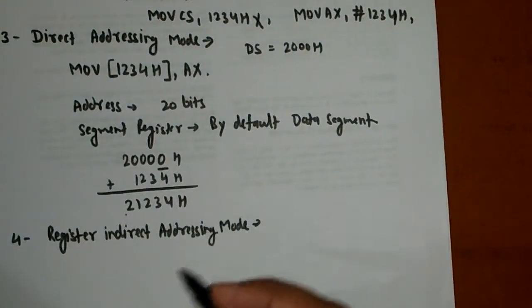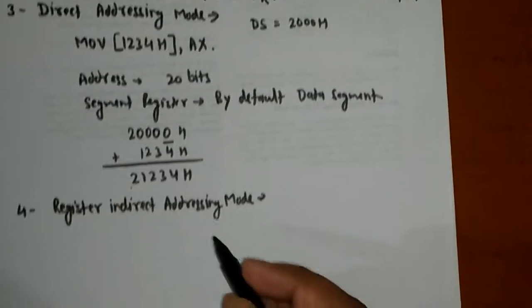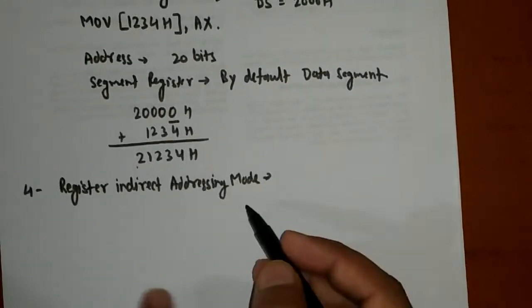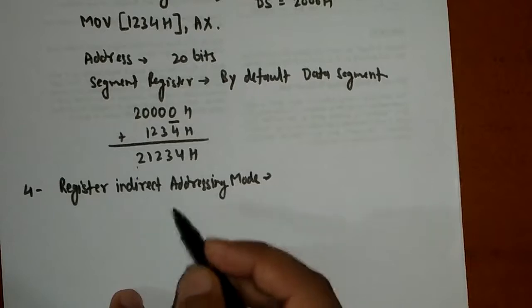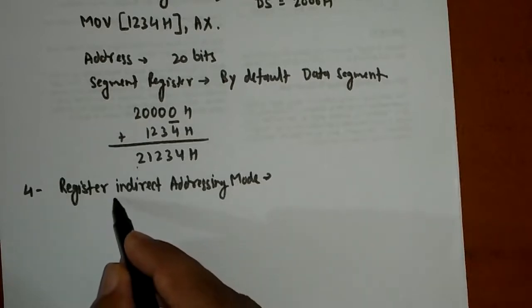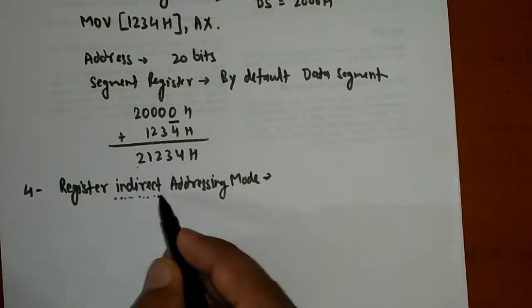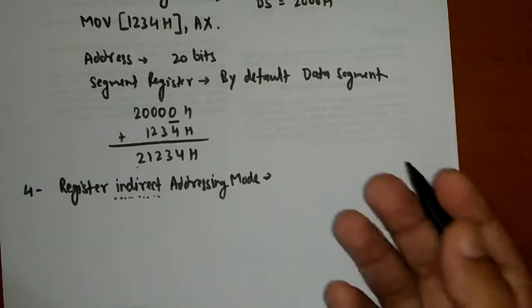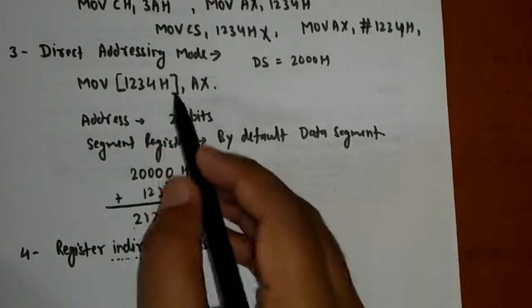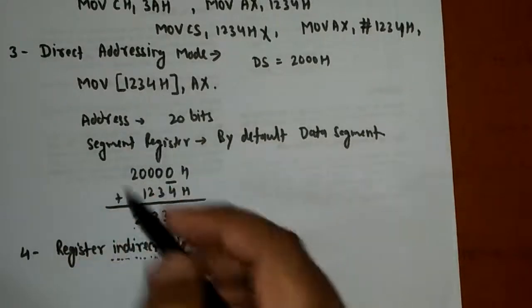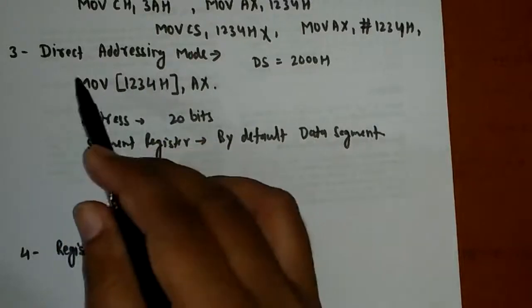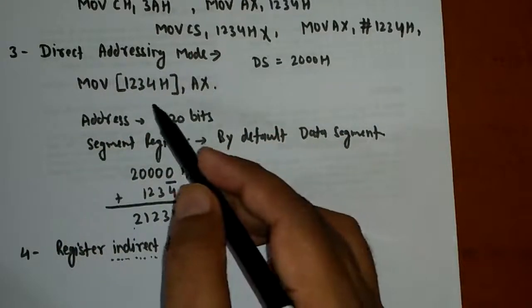So this was data addressing mode, and next is register indirect addressing mode. Its name already suggests that the address will be given indirectly. Indirectly means the address will be present in certain registers, not directly as a part of the instruction, right? And one more thing here, in data addressing mode we are transferring data from memory.